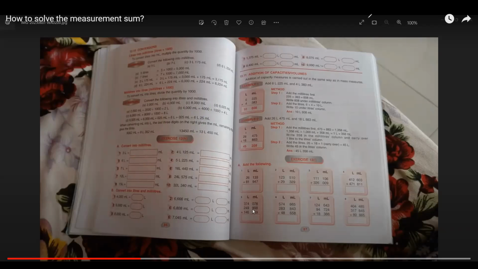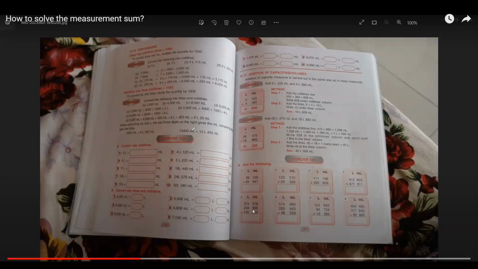Number 7. 1 liter, 375 milliliters. Now tell me number 8. 8 liter, 075 ml. Very good. Number 9. 8 liter, 400 ml. Number 10. 9 liter, 090 ml. Very good.